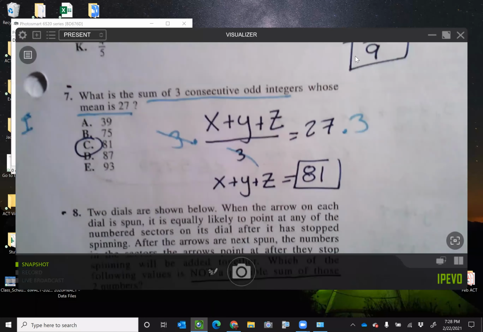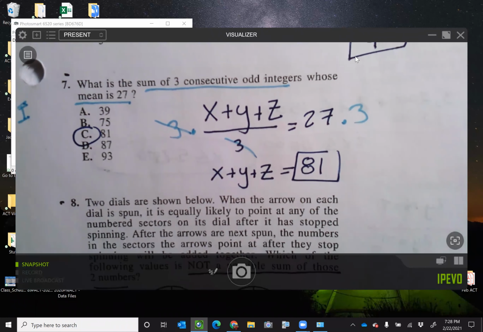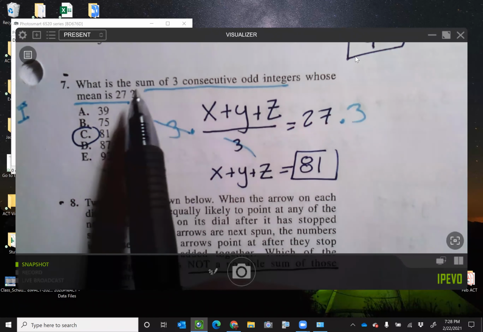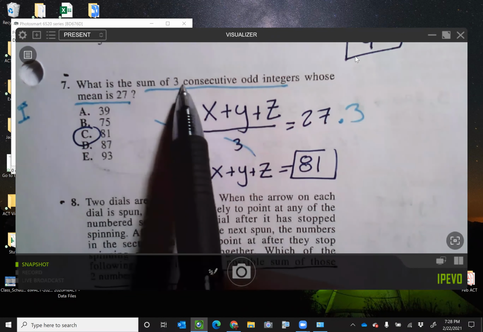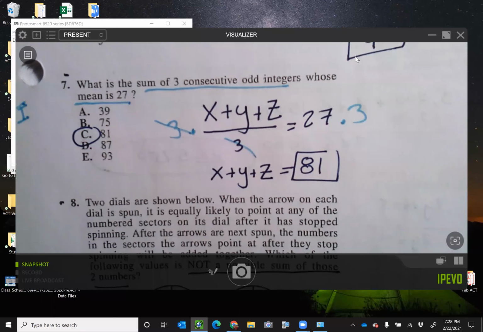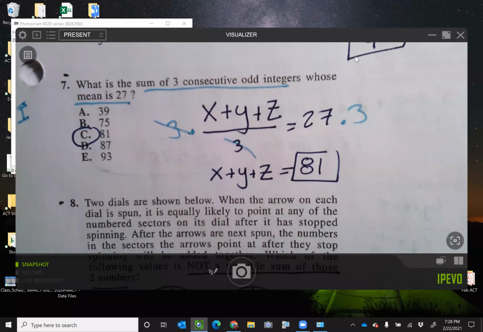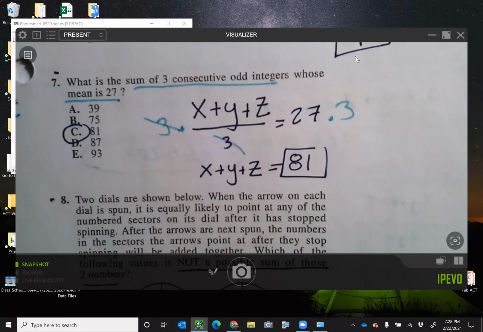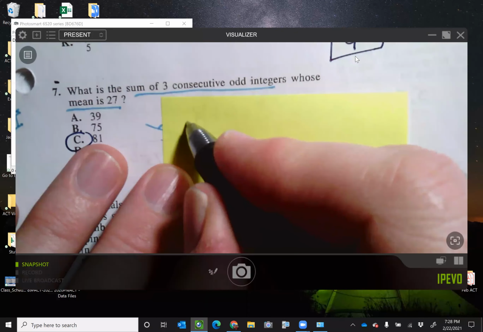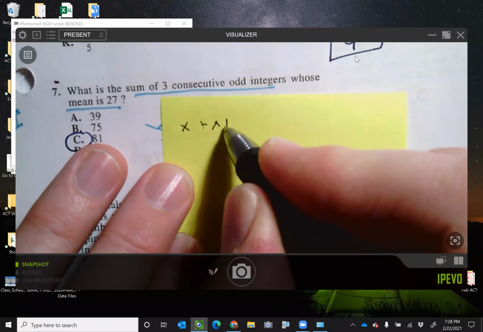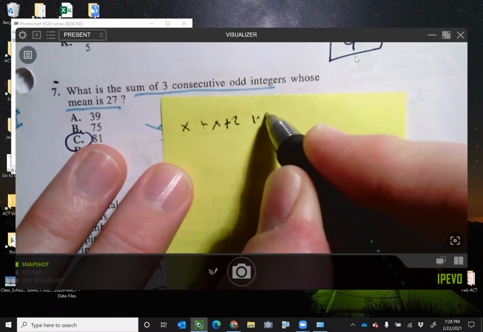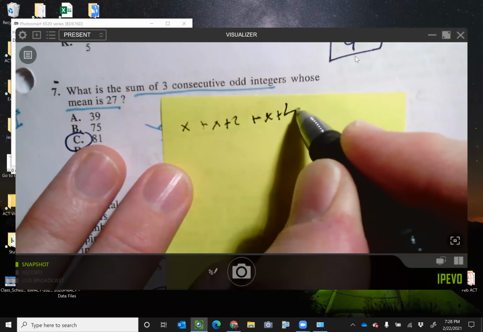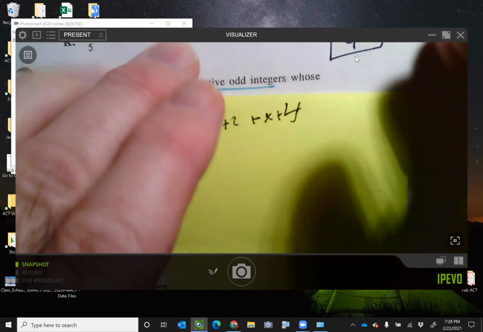Okay, 7. 7's kind of, I don't know. It kind of goes against our grain because we really want to find X, Y, and Z. And the question just wants to know, what's the sum of 3 consecutive odd integers whose mean is 27? Now, what some people do is they see that word consecutive odd integer, and then they start thinking like, okay, I better do X and X plus 2 and X plus 4, and really kind of get it to be too hard.